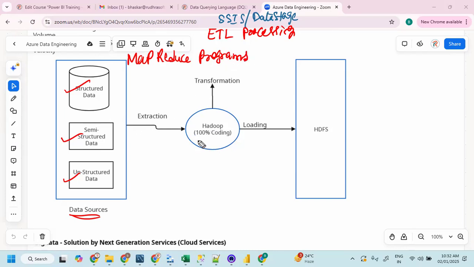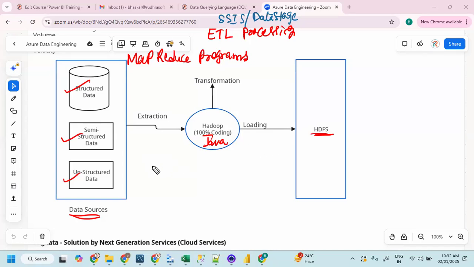So by using Hadoop, we are going to write MapReduce programs. It's 100% coding, and you have to write Java only. So 100% coding, and you have to extract the data from here, apply the transformations based on your business requirement, and then load the data into the HDFS.